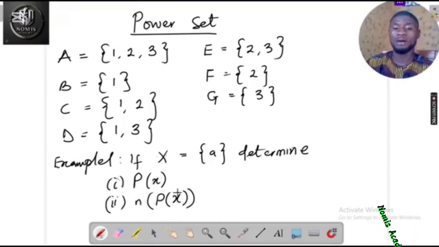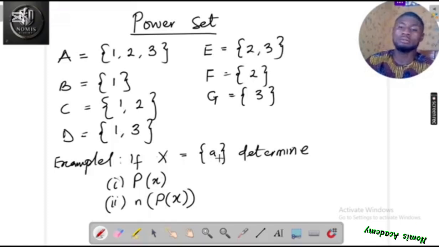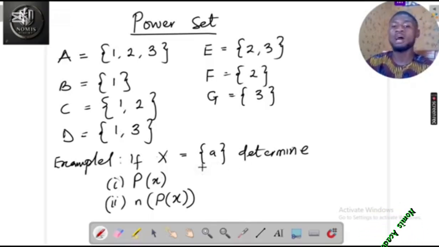So we should find the power set and find the cardinality of the power set. Looking at this set now, you can see that we have only one element. How can we tell the subsets it has? We know that a null set is a subset of every other set, and this particular set is a subset of itself, right? So that means we have two subsets.